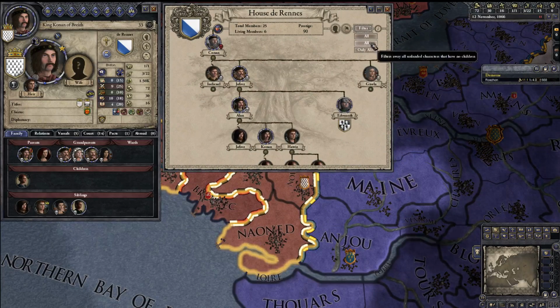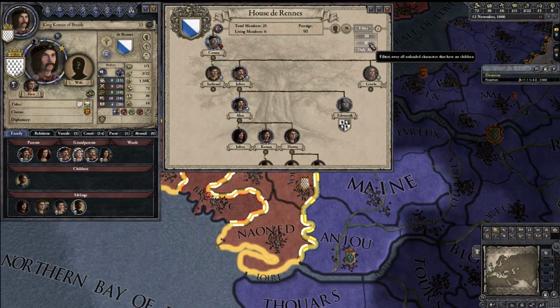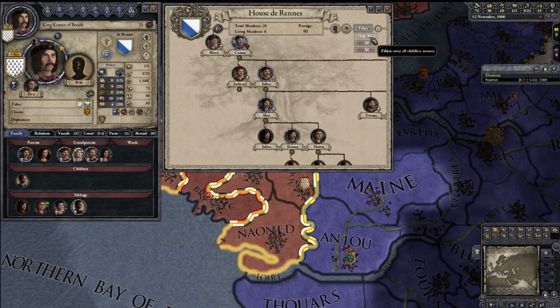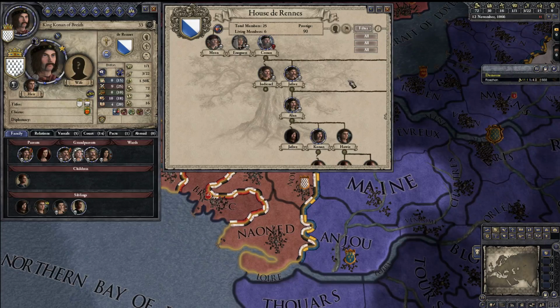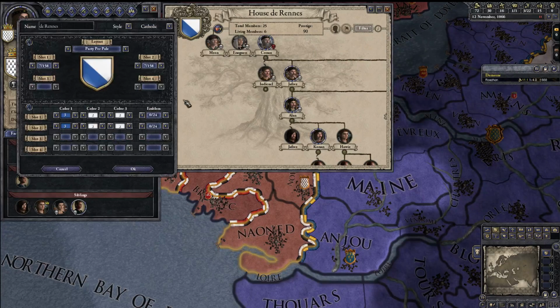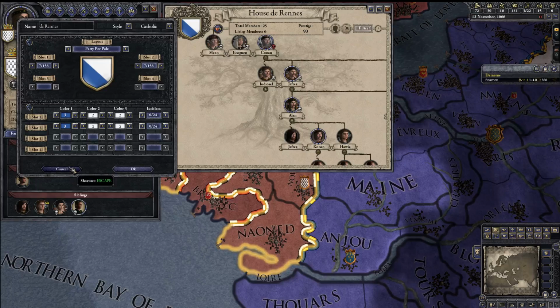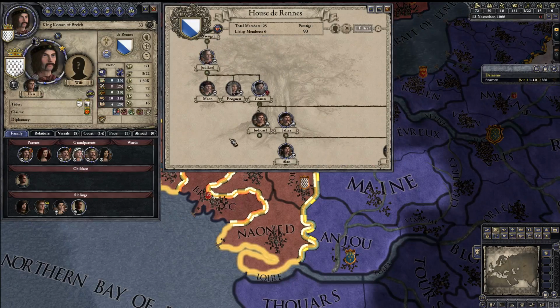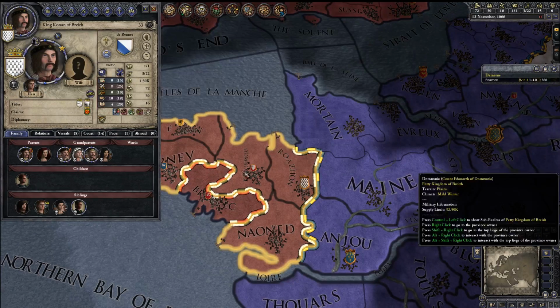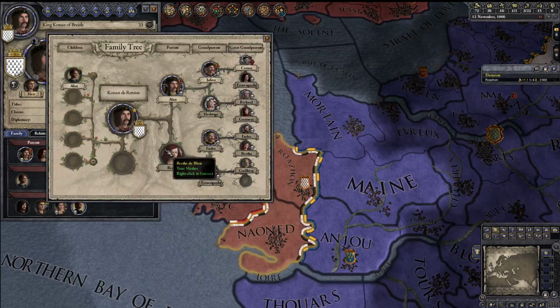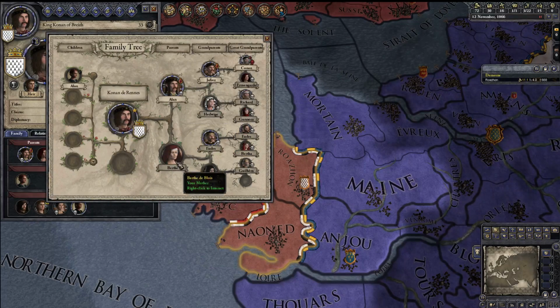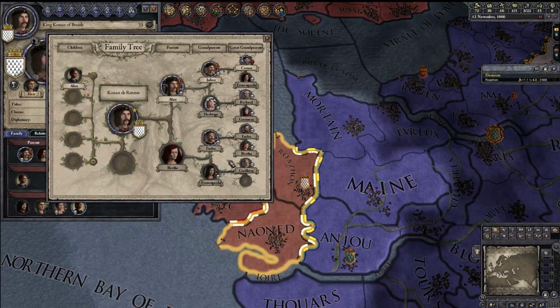I'm sorry. You can see who's only landed. You can filter childless women, and there's a tree legend. You can also customize your house image, as long as you're not on Iron Man. I don't believe you can do that on Iron Man. That's very cool.